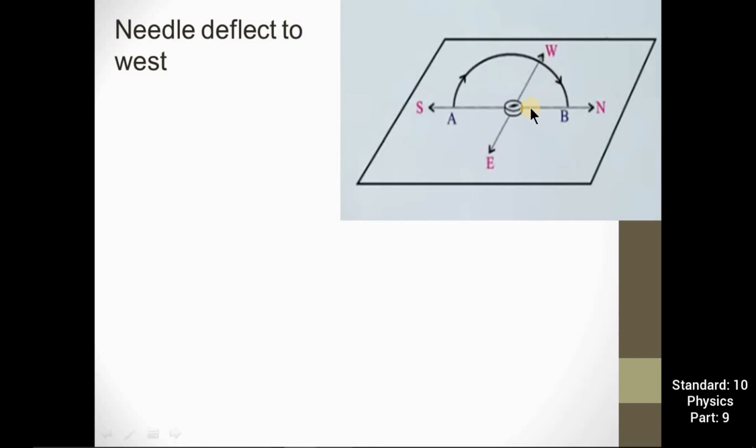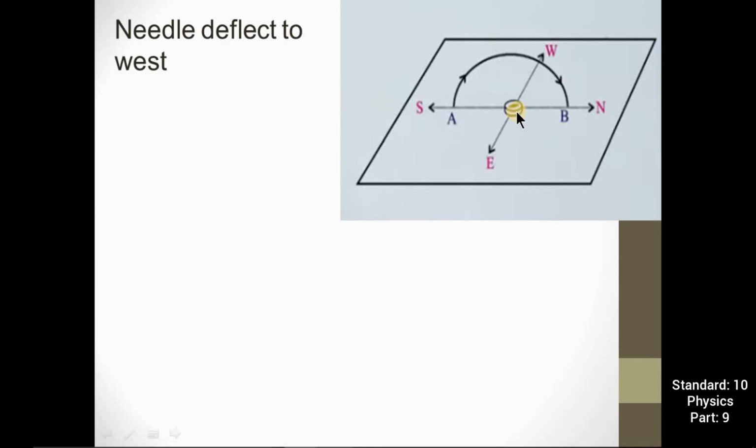Either it will deflect towards west or it will deflect towards east according to the current direction, right? So I am placing the magnetic compass under the conductor. Applying the SNOW rule, it will deflect towards west because current is now moving from south to north. So it deflected towards west.